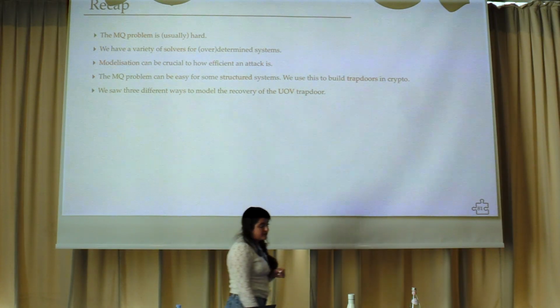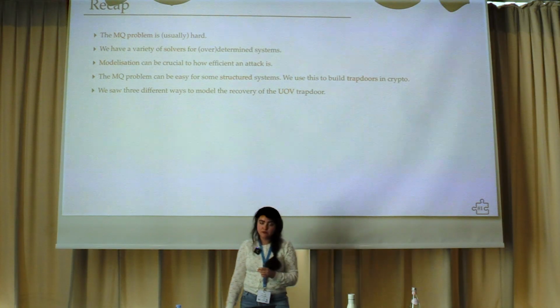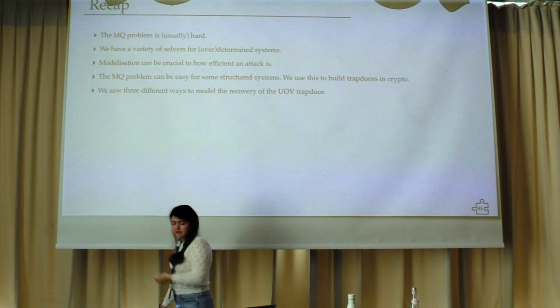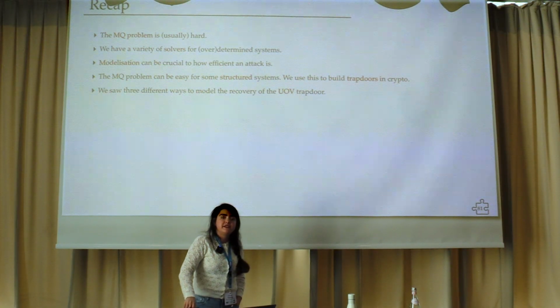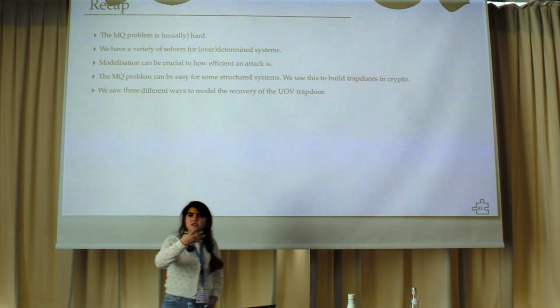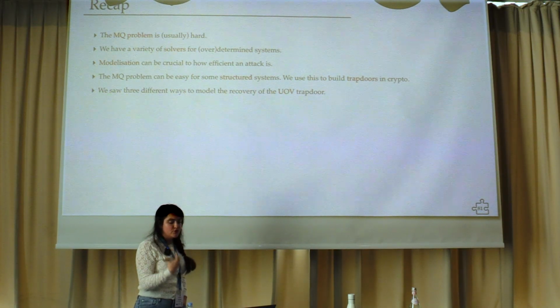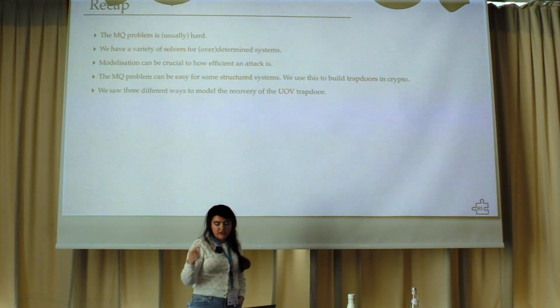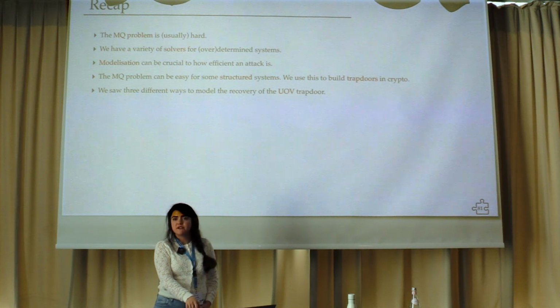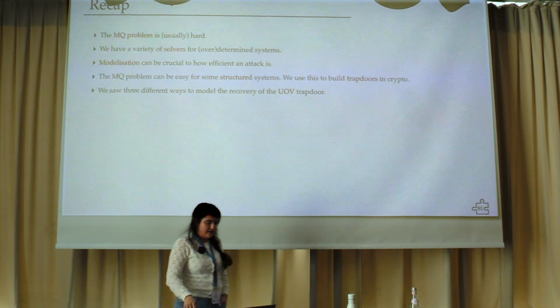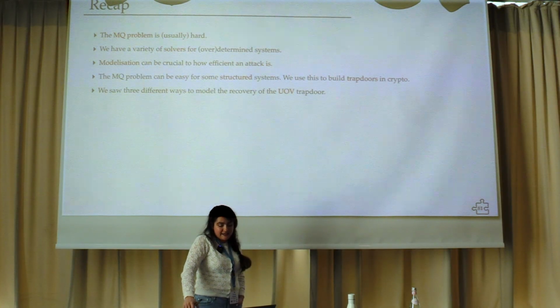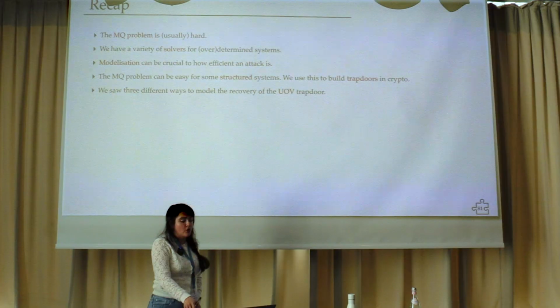Okay, so that was everything for today. What we saw is, first, how hard the MQ problem is. Well, usually it is hard. Of course, there exist easy instances. We have a variety of solvers for overdetermined systems, and I can't stress enough that this is for generic systems, and the complexity is really known for generic systems. Usually, cryptographic attacks give you structured systems, and you need to analyze per case, both the complexity of the solvers, or find some better tricks. There are better ways that you can solve the systems if you know what the structure is.